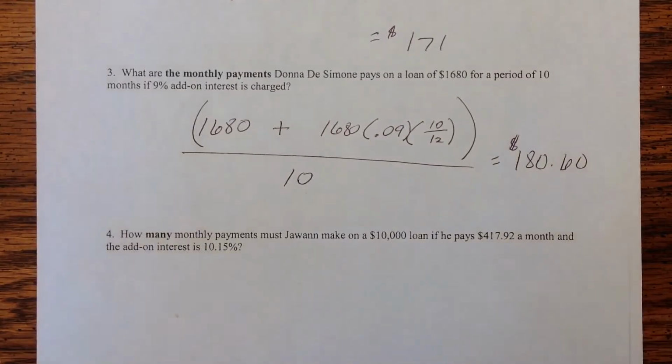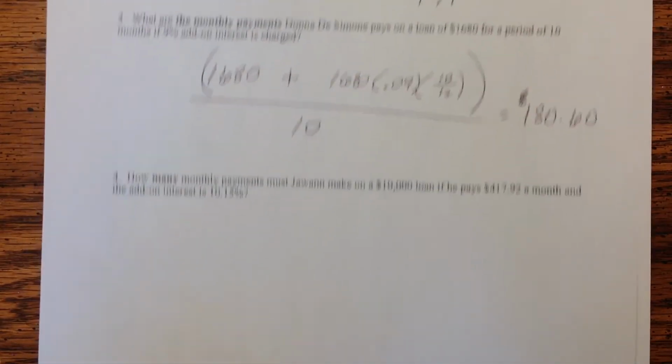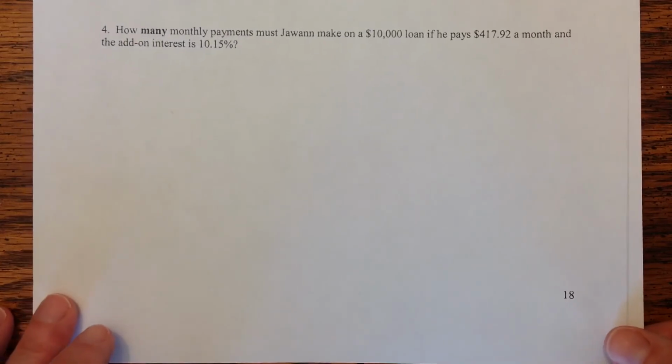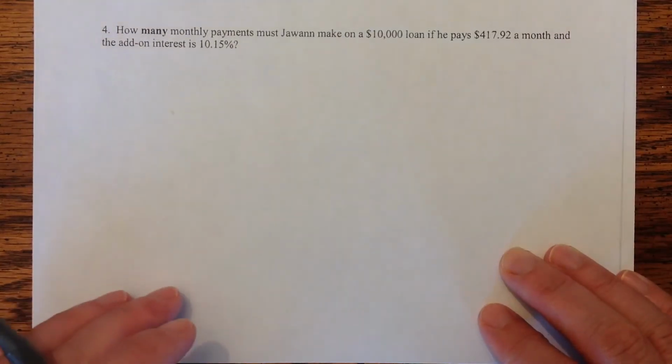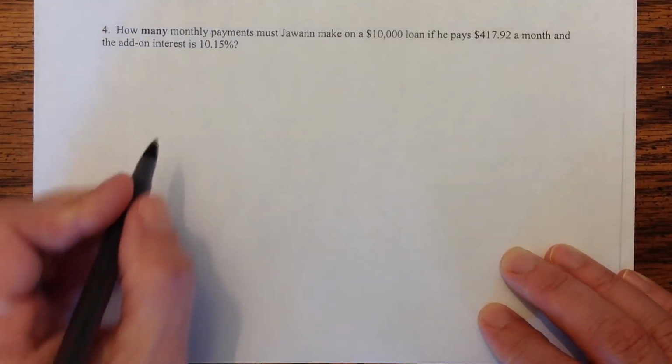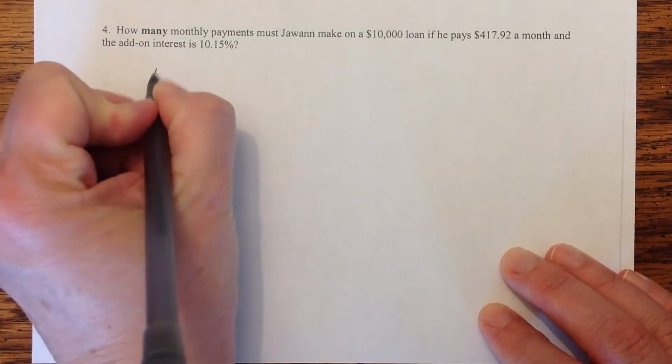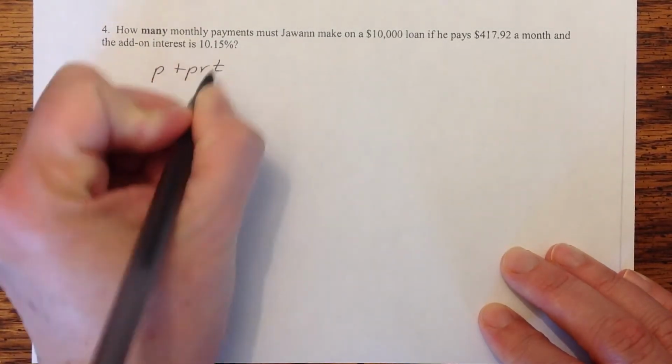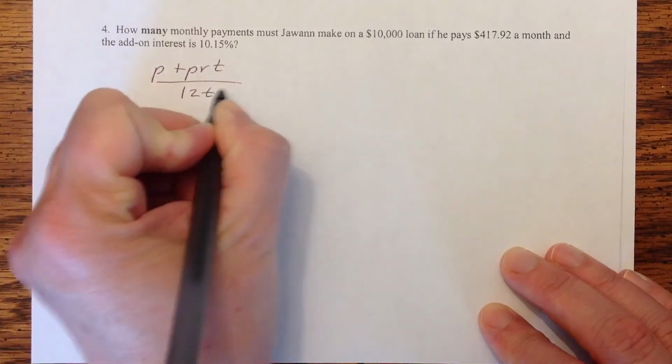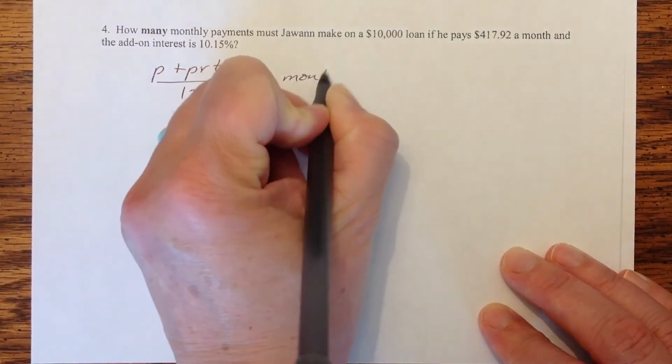So how many monthly payments must Jawan make on a $10,000 loan if he pays $417.92 a month and the add-on interest is 10.15%? Now this one is going to require some algebra skills. So here's what we know. We know that P plus PRT divided by 12T equals the monthly payment.